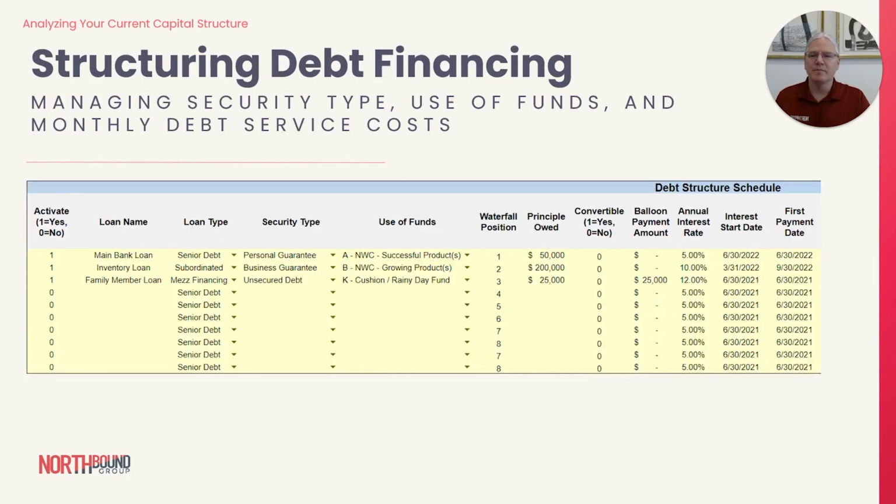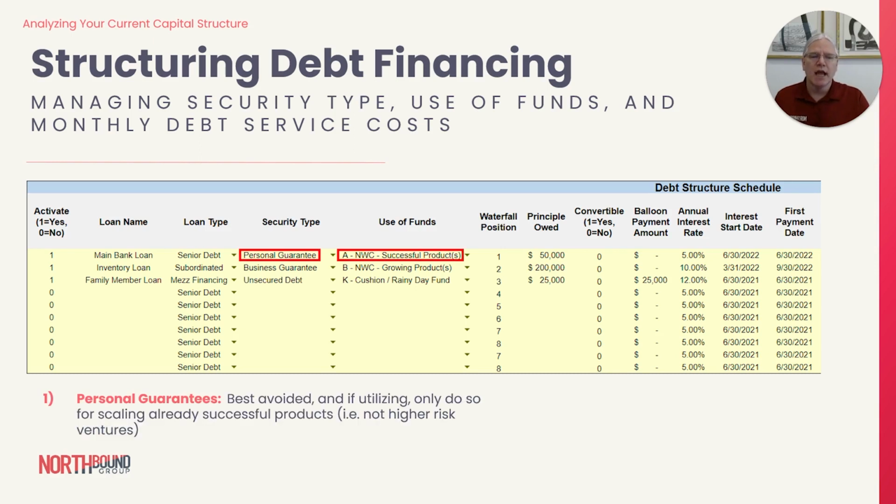So let's dive in. The first thing is you want to get the name of the loan down. You want to have the type of the loan, whether or not it's the senior loan, which means in a liquidation event, who gets paid back first. And then you want to list out the personal guarantee or security type of it, business or unsecured. You want to document, here's a key one that people don't do. What are you using this particular money for? And what is the principal amount that you've got, and what's the interest rate and the start dates? And then there's a couple of other key things.